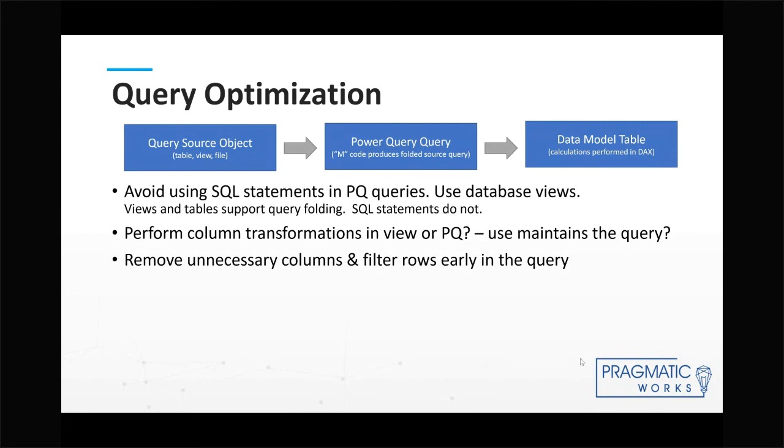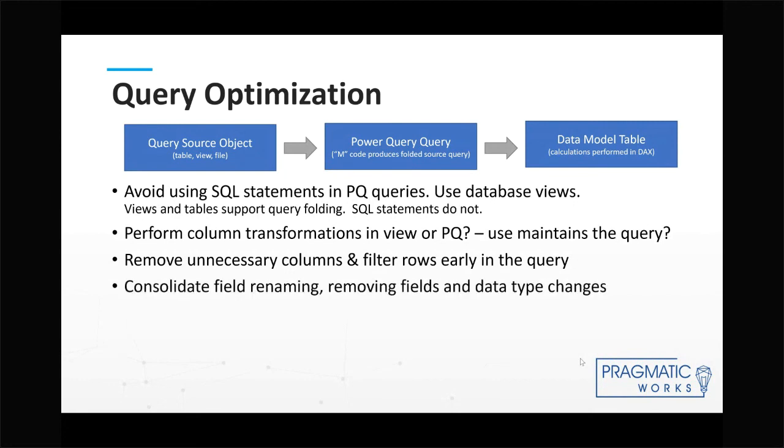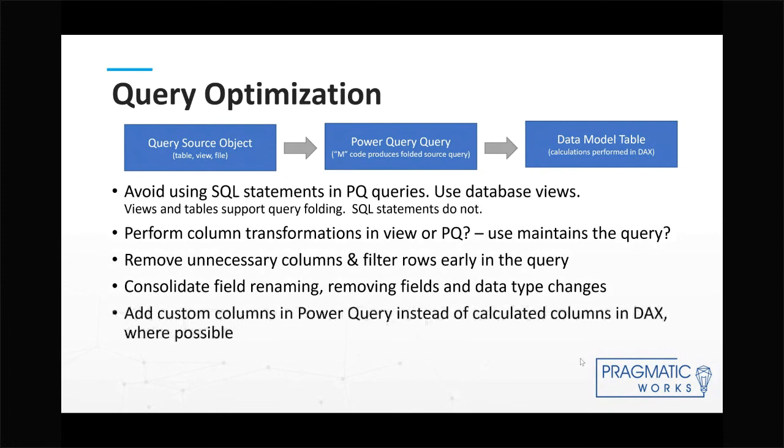Remove unnecessary columns and filter rows early in the query. Consolidate field renaming, removing fields, and data type changes. Put all of those into as few steps as possible within Power Query. So don't rename a column, change its data type, rename another column, change its data type, etc., and build a whole bunch of transformation steps. Try to do them all in one step. Rename all your columns, change all your data types.